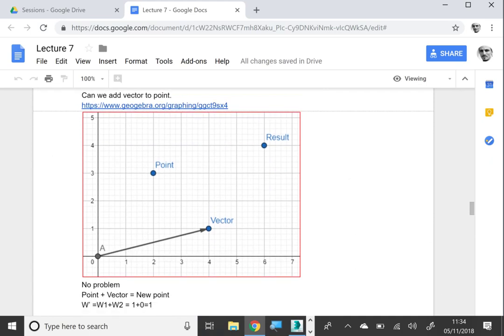Okay, can we add a vector to a point? I have a point, I have a vector. If I add this vector to this point, I get this result. I get another point. And if I add my w's, you'll see that I add a 1 and a 0, and I end up with a 1. So a point plus a vector is a point.